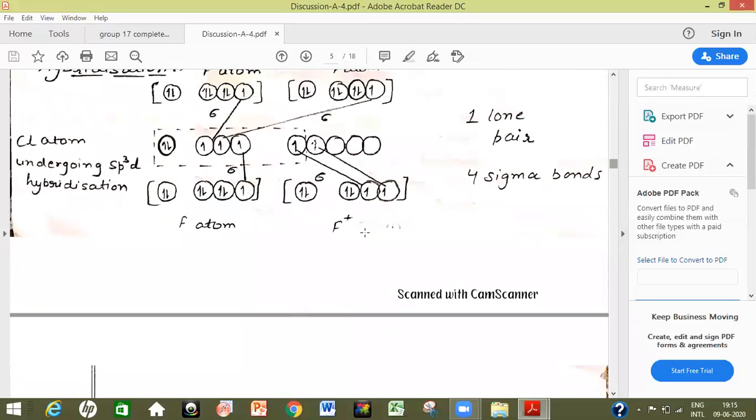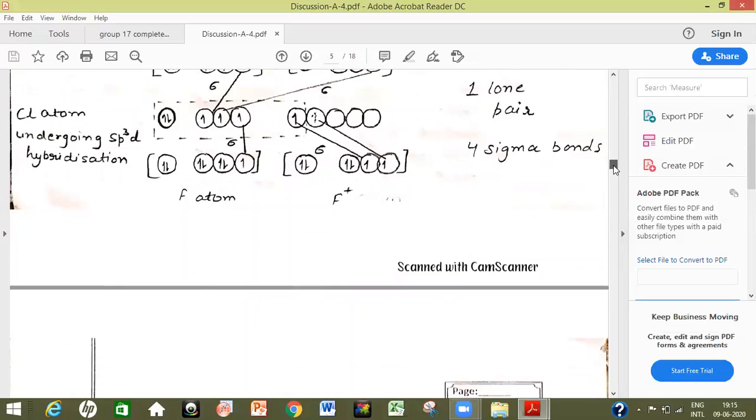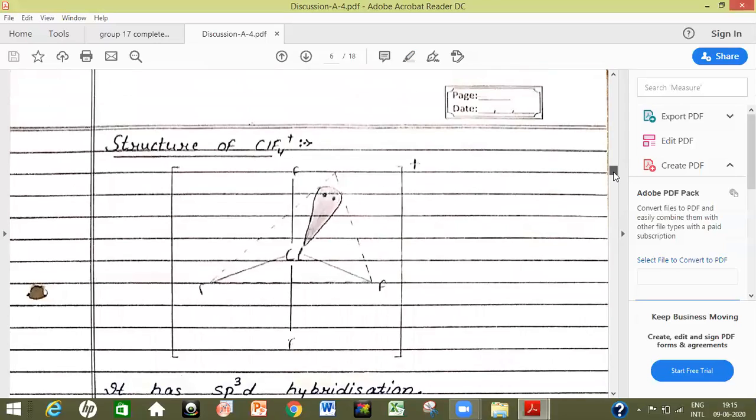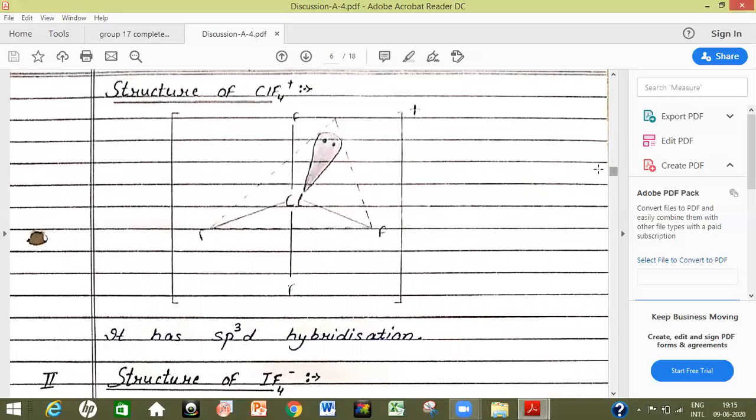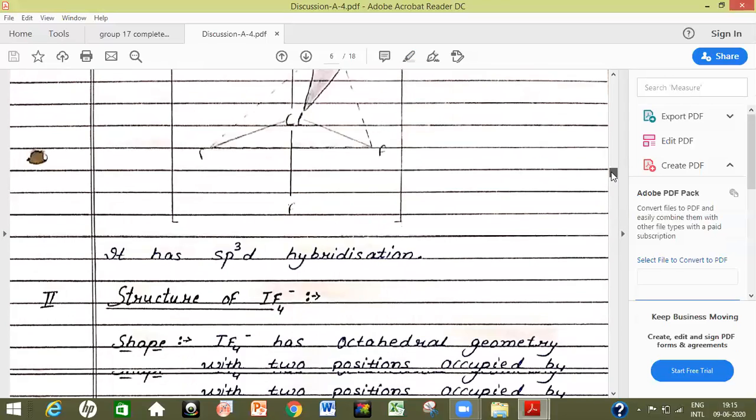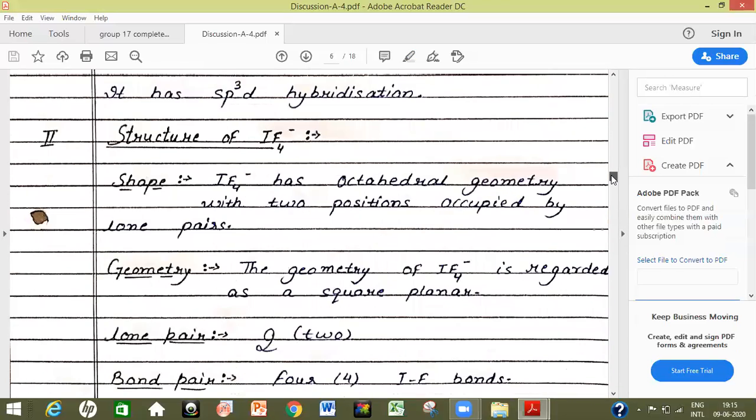And it can never form double bonds. So you can refer, the structure is correct as the lone pair always occupies the equatorial position, and the positive charge is always present on the whole molecule as shown.